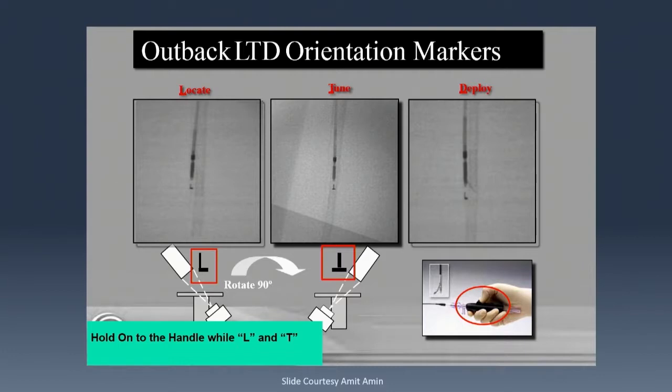You locate the lumen. You put your L directed toward the lumen. And then you fine-tune your catheter after you rotate your image by 90 degrees, where you see a T right over the lumen of the vessel. And then essentially you go back to your original position and you deploy with the L positioning directing toward the true lumen itself.